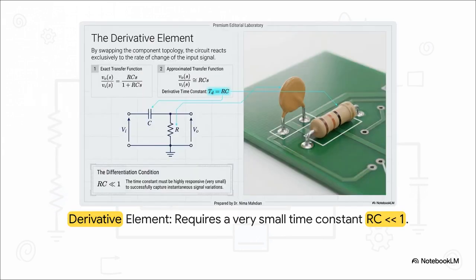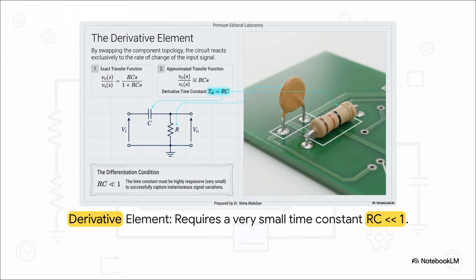Finally, let's look at the derivative element. Notice what just happened here? We simply swapped the component topology. Now, the capacitor C is sitting in series, and the resistor R goes to ground. By doing this, the circuit reacts exclusively to the rate of change of the input signal. The exact transfer function becomes RCs/(1 + RCs). And once again, we can approximate this to simply RCs, which makes our derivative time constant Td equal to R times C.